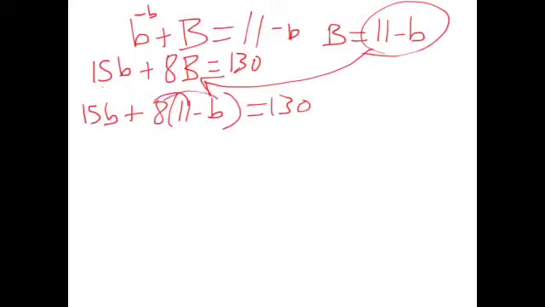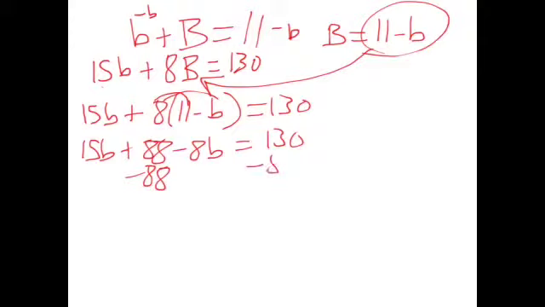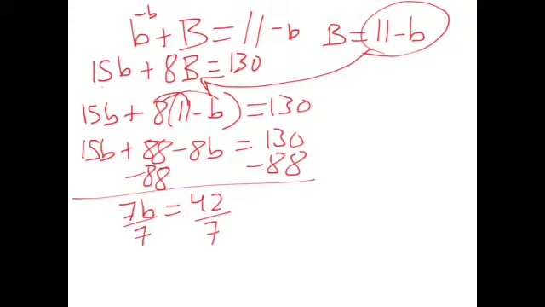Just distribute that through. We'll have 15b plus 88 minus 8 little b equals 130. And let's subtract 88 from both sides. Let's get the b's all by themselves on the left side. And we're actually going to combine like terms while we're at it. So 15b minus 8b gives me 7b. And on the right side, if you take 130 and you subtract 88, you'll get 42. And divide both sides by 7, you'll get little b, or the number of boxes that hold the little books, coming out to be 6.